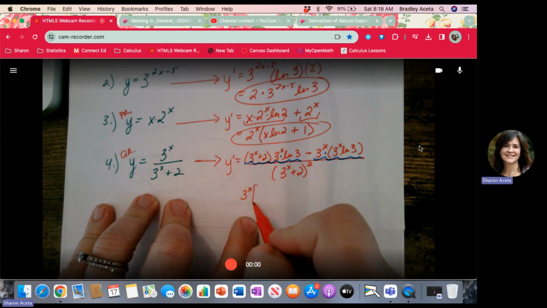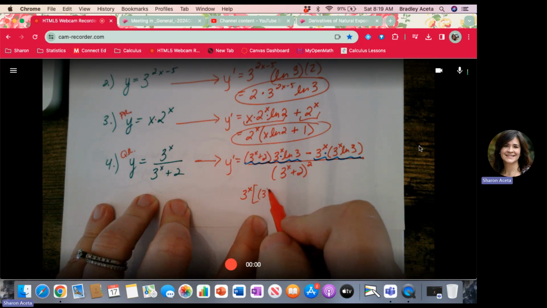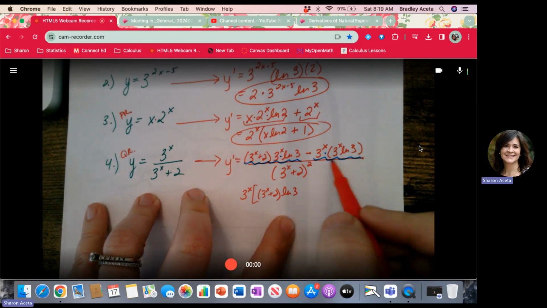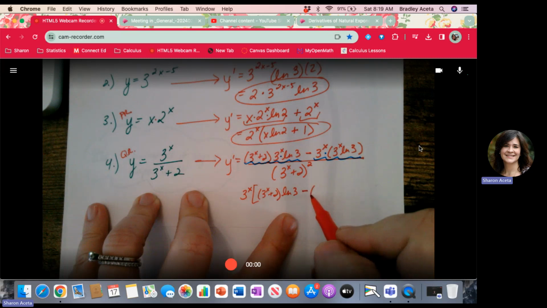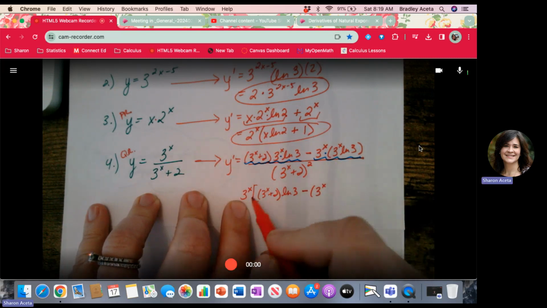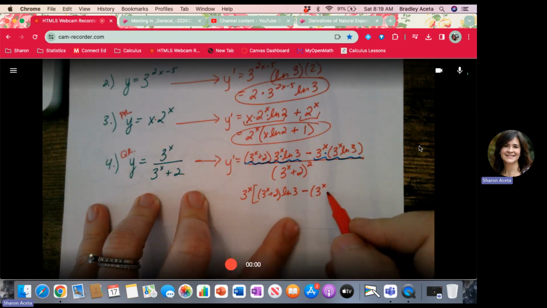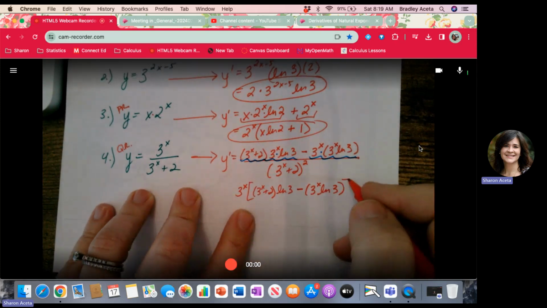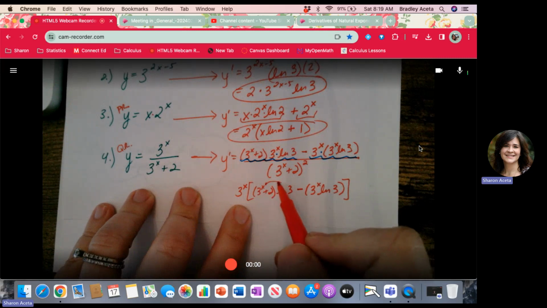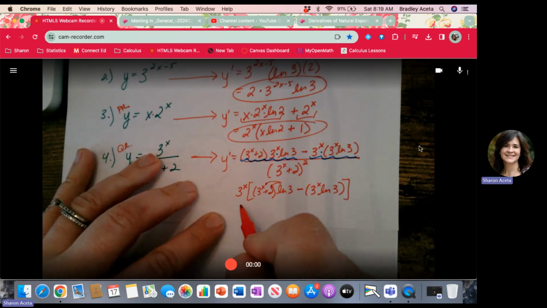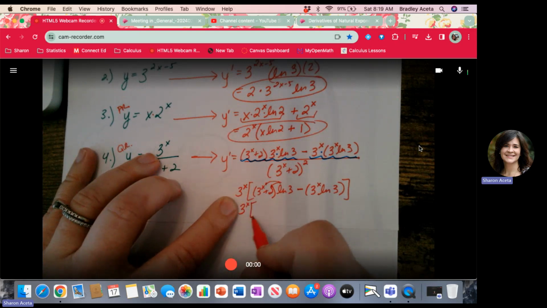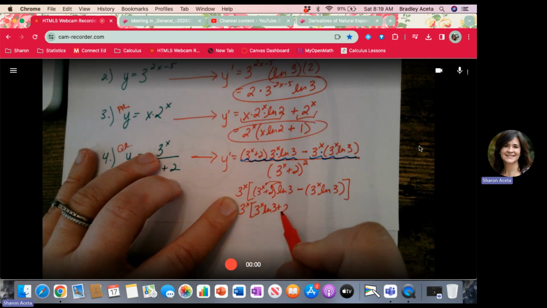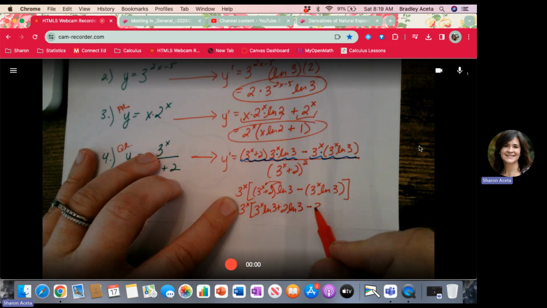Well, from this group, I'd be left with 3 to the x plus 2 times ln 3. And from this group, I'd have a minus 3 to the x from 3 to the x. That divides out. And then you have 3 to the x ln 3. Now, could I clean this up any further? You could. This can distribute. And so you would have 3 to the x still on the outside. You'd have 3 to the x times ln 3 plus 2 ln 3 minus 3 to the x ln 3.